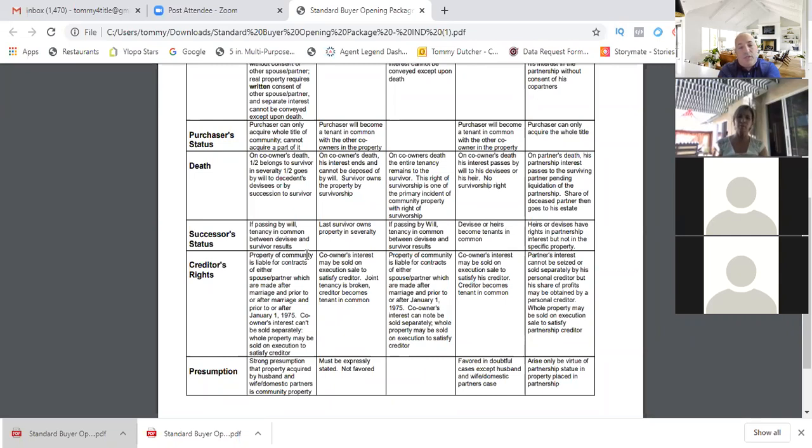And it must be expressly stated, not favored. So you cannot favor one side or the other in the ownership of the property. It would have to be expressly stated specifically for it to revert from anything other than common property owned together with same rights.